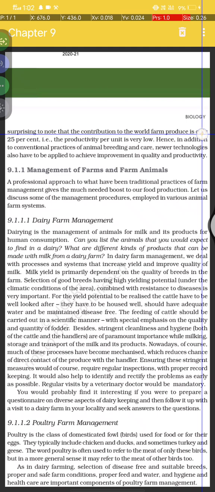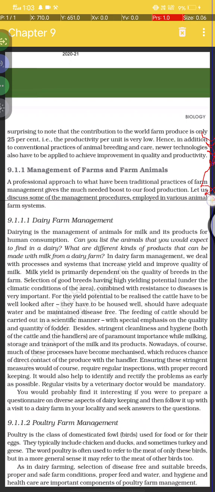However, it is surprising to note that the contribution to the world farm produce is only 25%, that is, the productivity per unit is very low. Hence, in addition to the conventional practice of animal breeding and care, newer technologies also have to be applied to achieve improvement in quality and productivity. A professional approach to what have been traditional practices of farm management gives us the much needed boost in production.